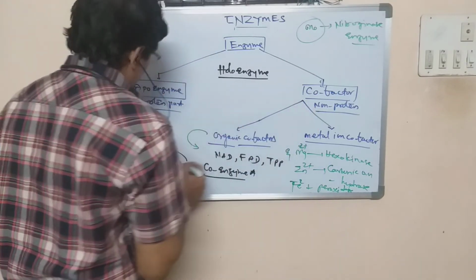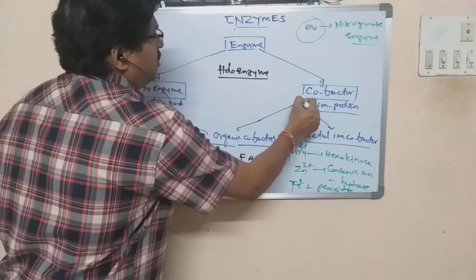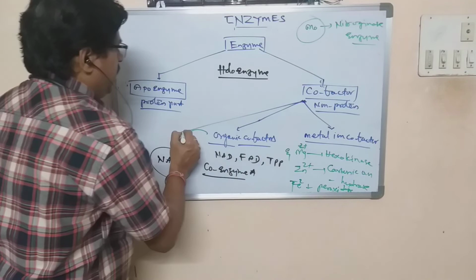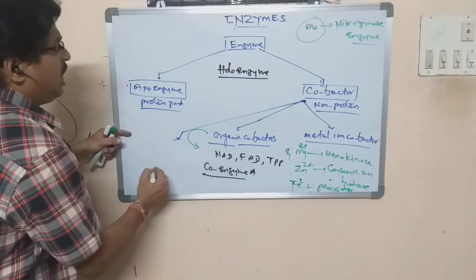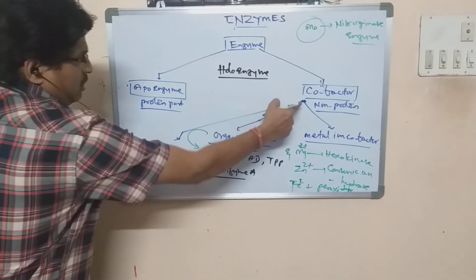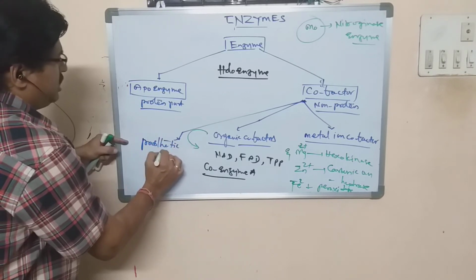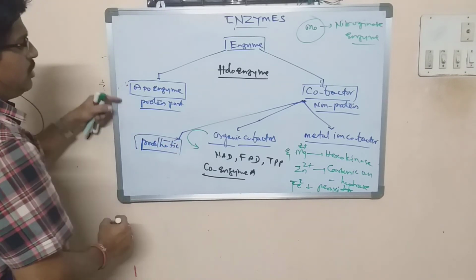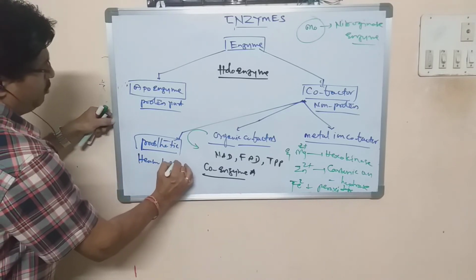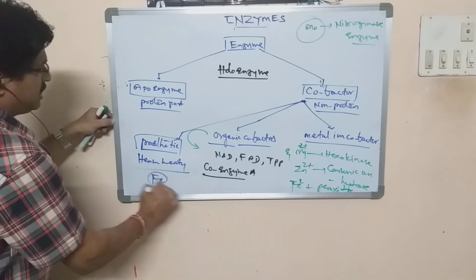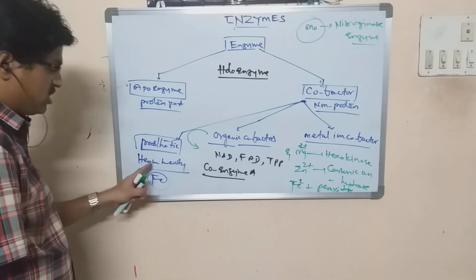The prosthetic group is present. What is the prosthetic group, and what is the difference here? We will write it like this. The prosthetic group is also one of the organic cofactors. Prosthetic group means it is tightly bound to the enzyme, for example the heme moiety. Iron is present inside the heme, tightly bound to it. This is called the prosthetic group.